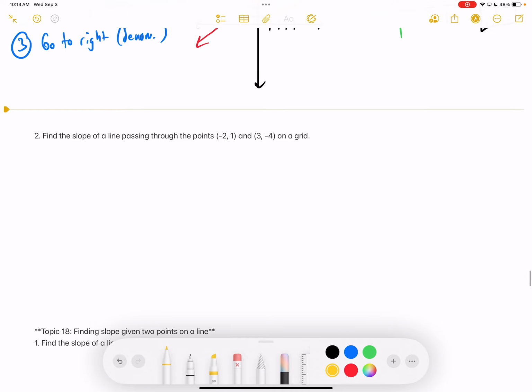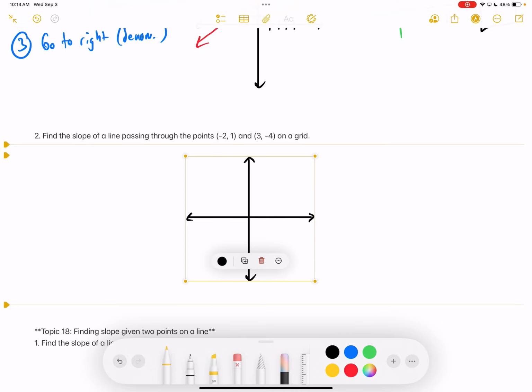All right, let me draw this one out real quick. -2, 1. And 3, -4.